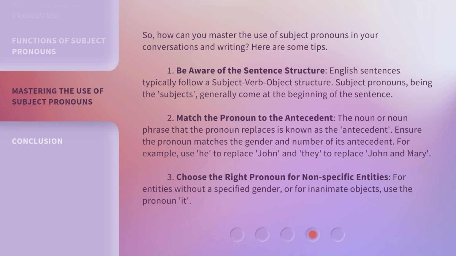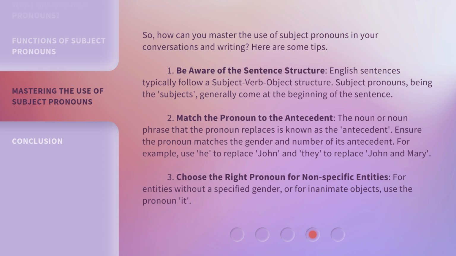So, how can you master the use of subject pronouns in your conversations and writing? Here are some tips. 1. Be aware of the sentence structure. English sentences typically follow a subject-verb-object structure. Subject pronouns, being the subjects, generally come at the beginning of the sentence.